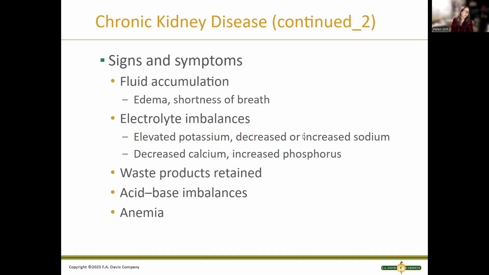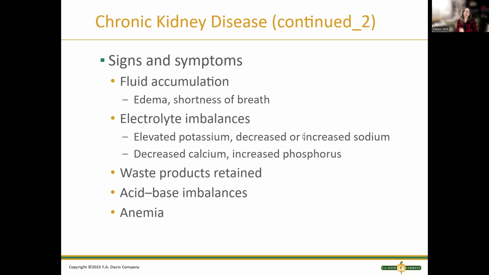And so when you have chronic kidney disease, you're also going to have other organ diseases as a result. The signs and symptoms of chronic kidney disease is usually fluid accumulation. They're generally going to have edema and shortness of breath and wonder where all this excess fluid is coming from. This is where it's helpful to measure the intake and output of the patient. If the patient is drinking more than they are peeing out, it means that there's something wrong with their kidneys, that they're not able to remove the excess fluids that we're drinking. There may be electrolyte imbalances in which there's elevated potassium, decreased or increased sodium.